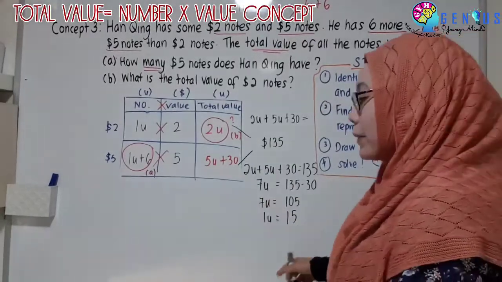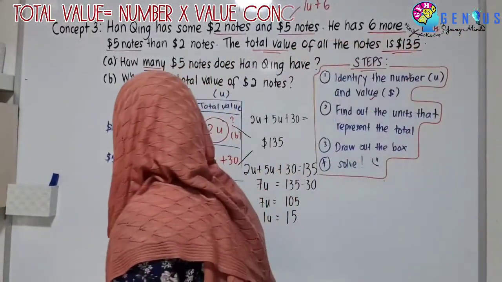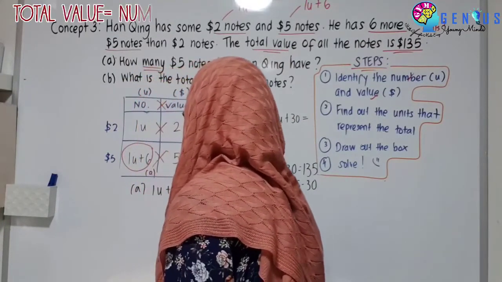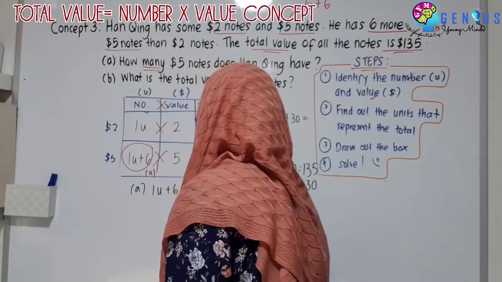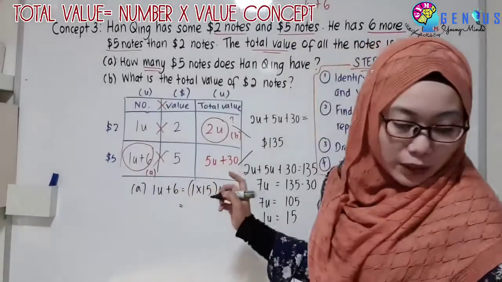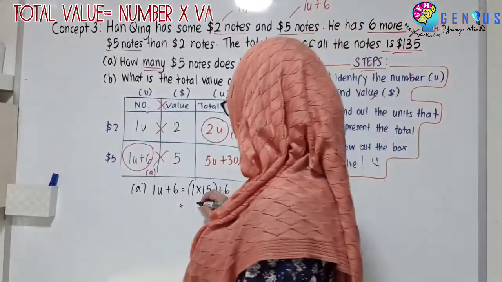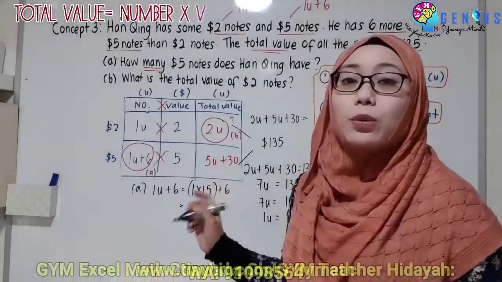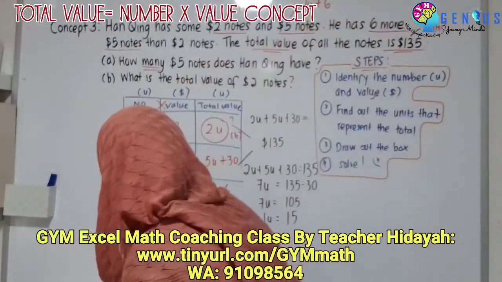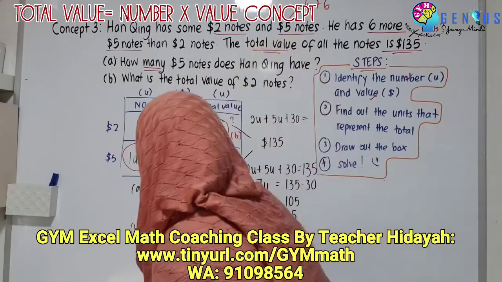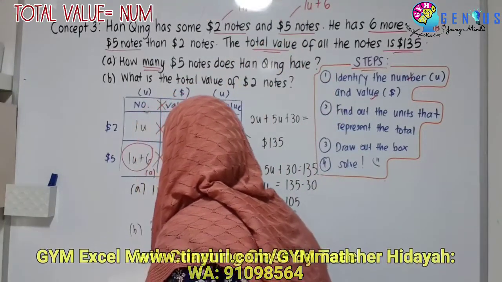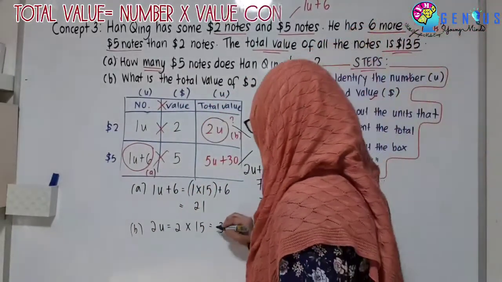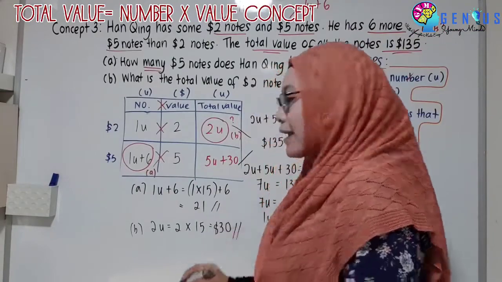Okay, so do we stop here? We don't stop there. Because for part A, I want to know this. For part A, 1 unit plus 6 equals 1 times 15, plus 6. This will give me 21. So how many $5 notes does Han Ching have? Han Ching has 21 $5 notes. Now for part B, I want to know these 2 units, right? So 2 units is equal to 2 times 15, which equals 30. So what is the total value of $2 notes? $30. This is my answer.